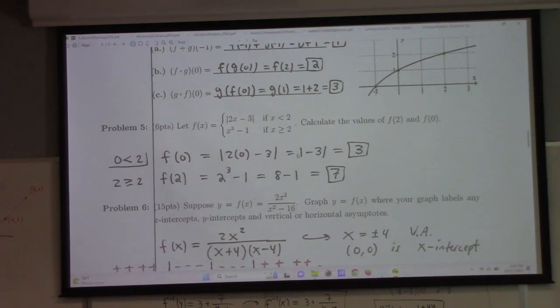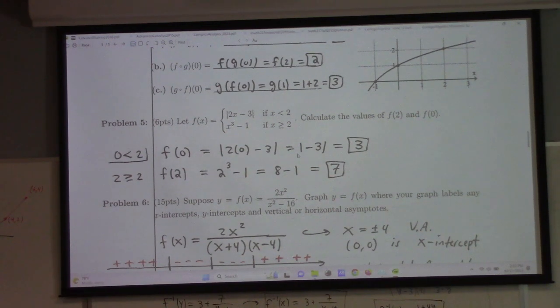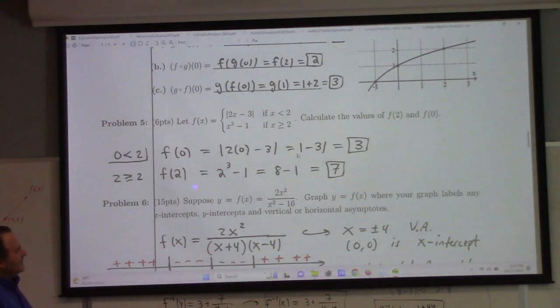Problem 5 was, so 0 is less than 2. That puts me in this case. So this is absolute value. Absolute value of 2 times 0 minus 3 is the absolute value of minus 3, which, by the way, is 3, guys. Some of you left it as absolute value of minus 3, but you can simplify that. It's 3. I didn't take a point off if you didn't, but I hope you knew that you could make it 3. F of 2, well, that's right on the dividing line, but in this case, it goes for that formula. So we do 2 cubed minus 1, which is 8 minus 1, which is 7. So there's that one.